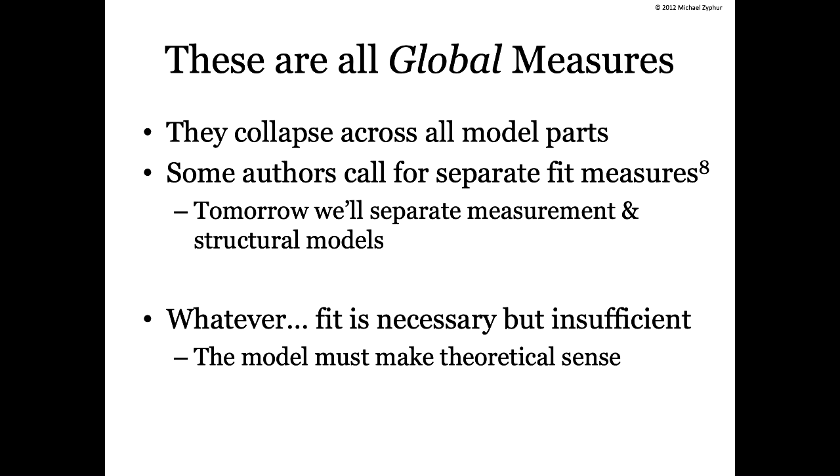It collapses across all model parts. So some authors call for separate fit indices, and we'll see when we start doing SEM and CFA on Wednesday that we can get separate assessments of model fit for a kind of measurement part of the model versus a different part of the model. But anyway, you should know that that's an issue here and that some people talk about that.